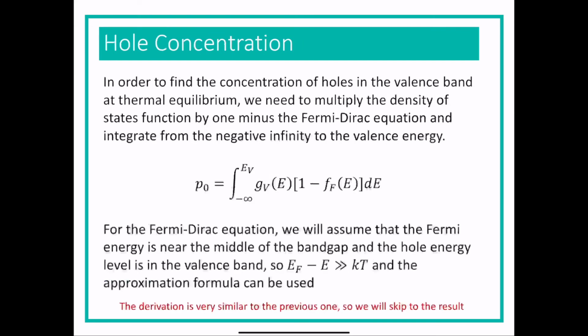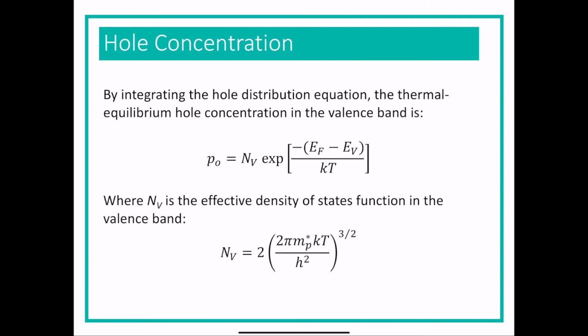So this is pretty much exactly the same thing that we looked at a minute ago. The only difference is we integrate from minus infinity to the valence energy, versus conduction energy up, because holes reside in the valence energy band, and the highest energy that they can get is the valence energy. They're going to be there or lower. So we go from negative infinity to the valence energy, and the results are almost exactly the same.